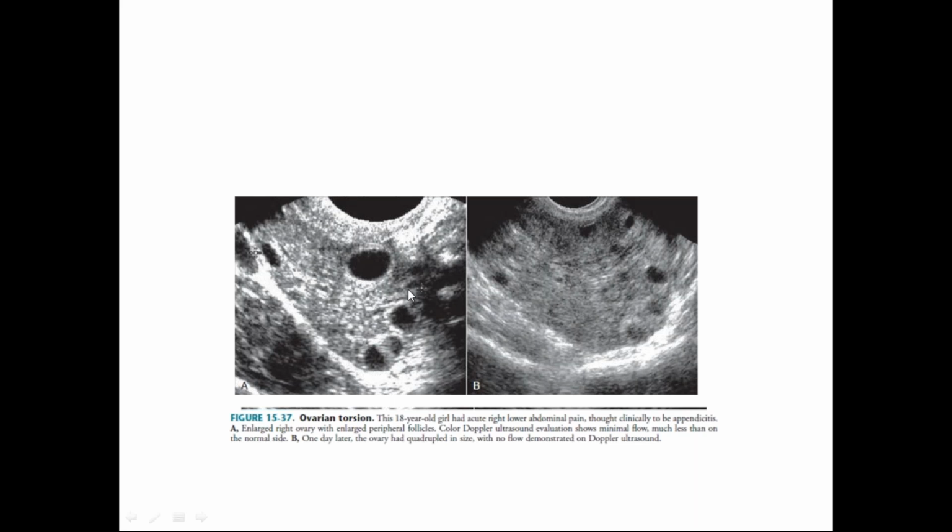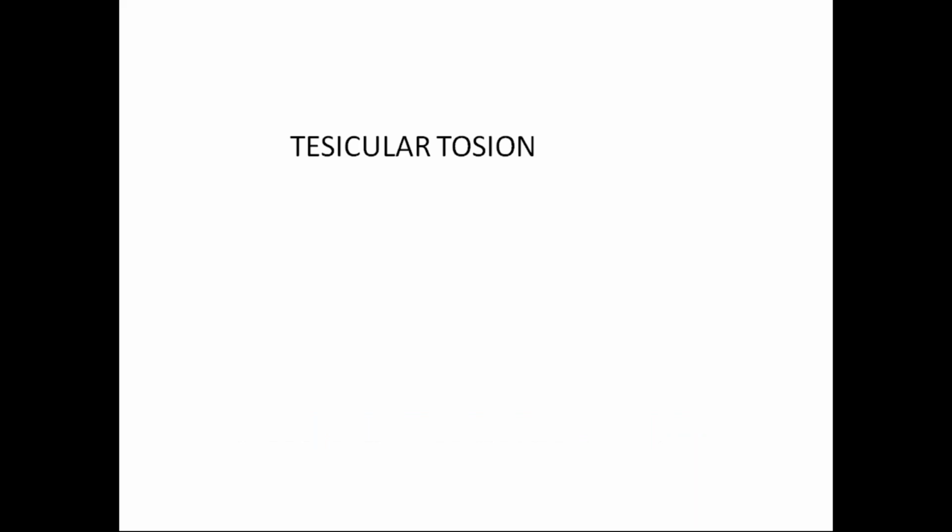This is a case where we see an enlarged ovary and enlarged follicles within the ovary, and on follow-up of this case, the size of the ovary has doubled. This is a case of ovarian torsion. It should be identified and operated on immediately.